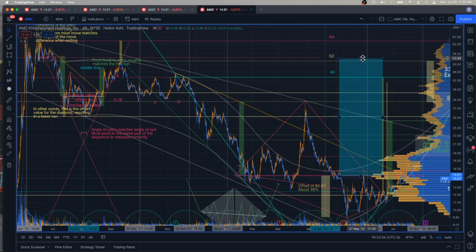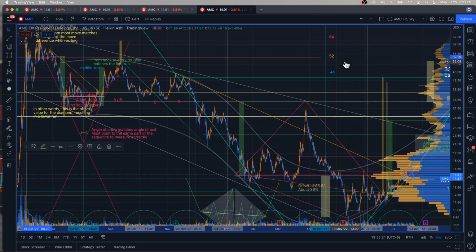I had already had a price target of 52, so in some ways it was a confirmation that that was a good price target. That was a healthy price target, and that's what I've been going with for quite a long time.